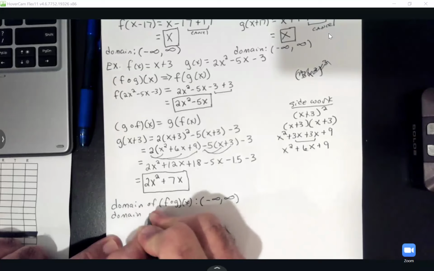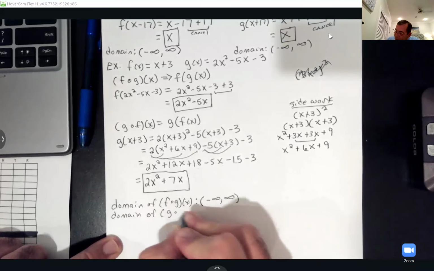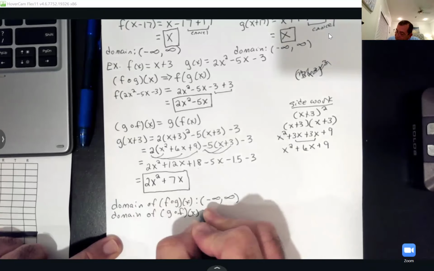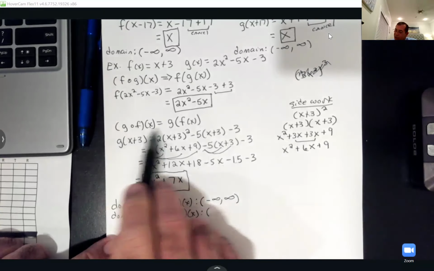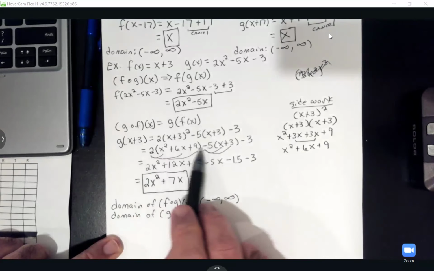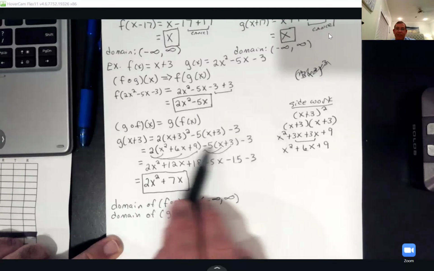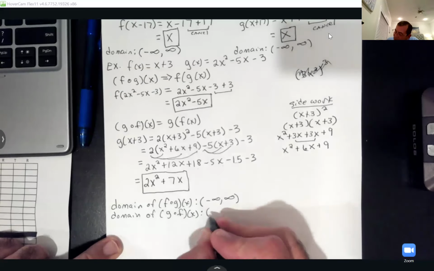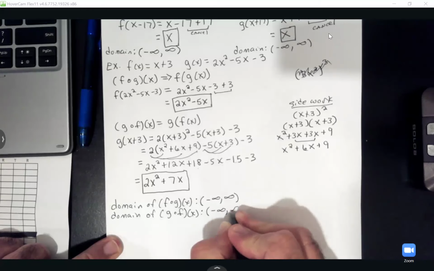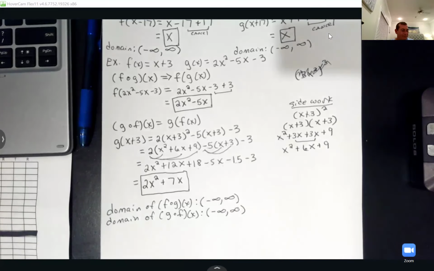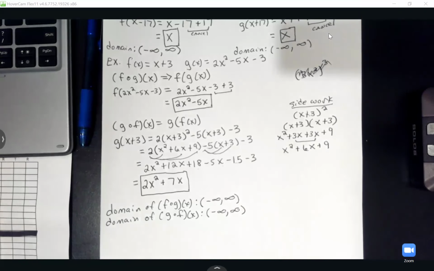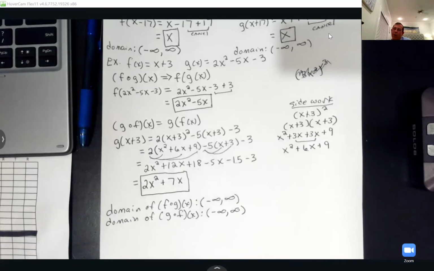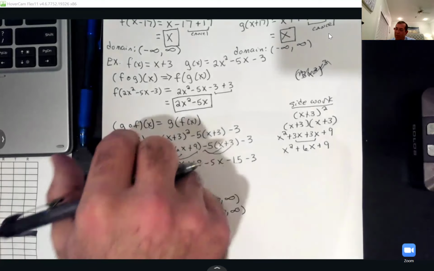So the domain of g compose f of x. Well, here with g, I got some squares and stuff, but I still don't have fractions in this. So the domain is negative infinity to positive infinity. They're not too bad. You just got to sort of keep up with, do I got fractions? Because if you got a fraction, it's possible that the denominator could be a 0, okay?